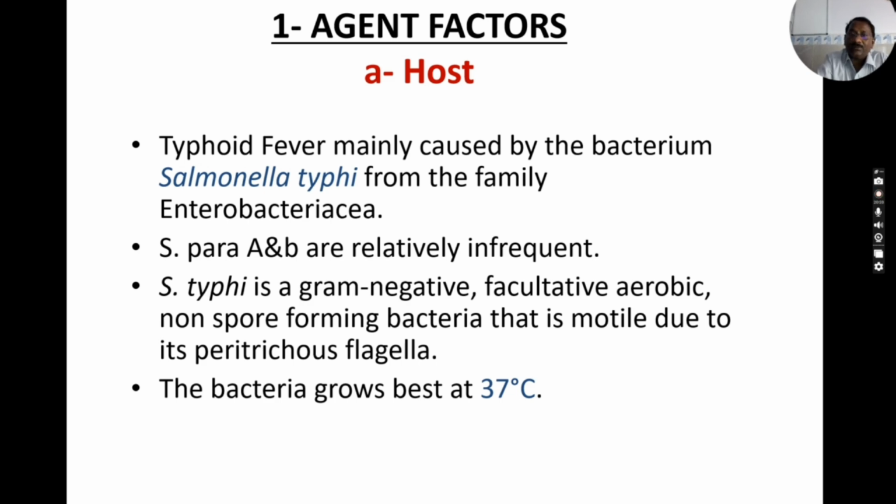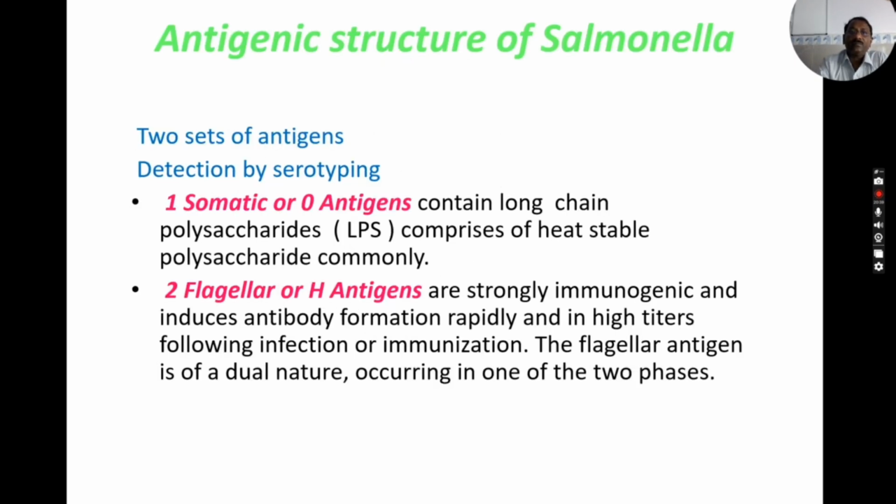It is a gram-negative bacillus, facultative aerobic, non-spore forming, and motile due to flagella. So this Typhi will have flagella, that is, it is motile. It is a gram-negative one. It grows best at 37 degrees centigrade. There are two sets of antigens, O antigen and H antigen. O is also called somatic and H is called flagellar antigen.